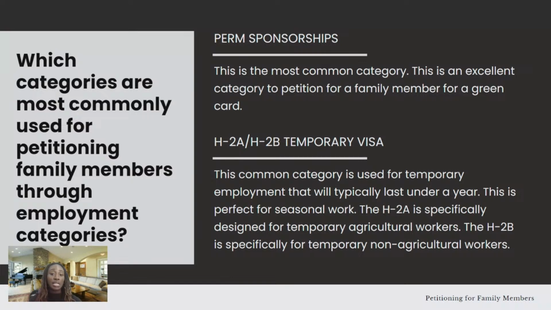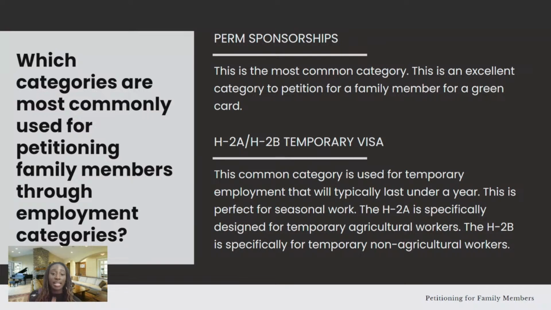And again, this is the best category in my opinion because it's for a green card. This means you're not worrying to have an employer or your family member have to renew yearly or show temporary need or what have you. That typically happens with those non-immigrant temporary visas.